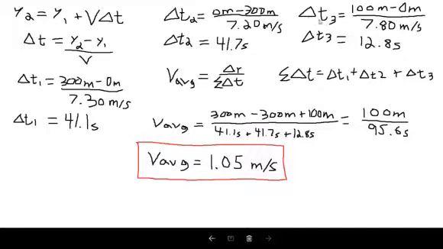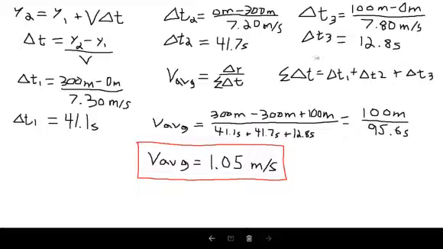Our third runner's change in time: 100 meters was the final, and the initial was at 0 meters, and you divide that by 7.8 meters per second. And then you get delta t3 equals 12.8 seconds.